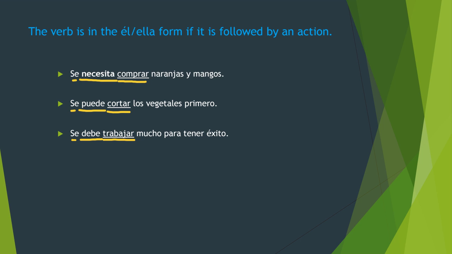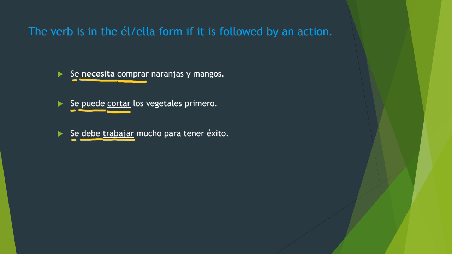So some of these sentences, se necesita comprar naranjas y mangos. So they need to buy oranges and mangoes, not really specific on who needs to do that. Se puede cortar los vegetales primero. So one can cut the vegetables first. It's not really saying who. Se debe trabajar mucho para tener éxito. This one would be saying one must work hard to gain success. Again, not really specifying who the subject is.